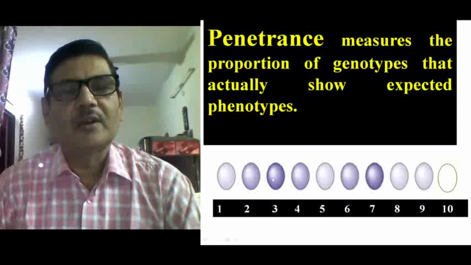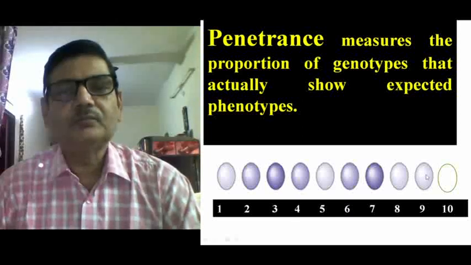Here I have drawn 10 oval structures, and in these 10 oval structures you can see the appearance of some color, and there is clear-cut color variation among these oval structures, except this last one, that is the 10th one, that shows total absence of the color.